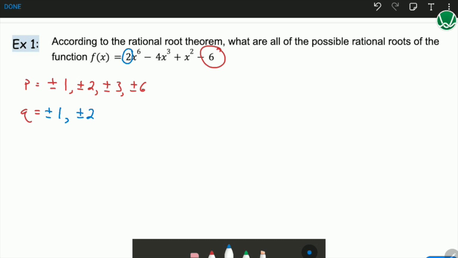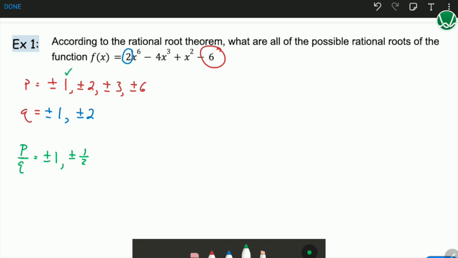And finally, for the actual rational roots, those are the p's over q's, or the possible combinations of them. Basically, we're going to take each possible combination of p and q and write it as a fraction. So the p's are on top, q's are on the bottom. We would start off with 1 over 1. 1 divided by 1 is 1, and of course plus or minus. Next, we're going to go 1 over 2, which is 1/2. So plus or minus 1/2.